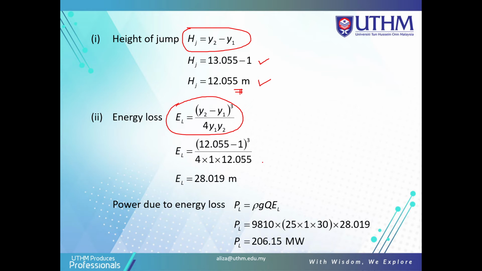Okay, put all the data and values here, and you get the EL is 28.019 meter. Then for the power due to energy losses, you use this formula to get the power. Just put all the values here until you get the power of the hydraulic jump, which is 206.15 megawatt. This is in unit watt because this is power. Okay, power due to energy loss.